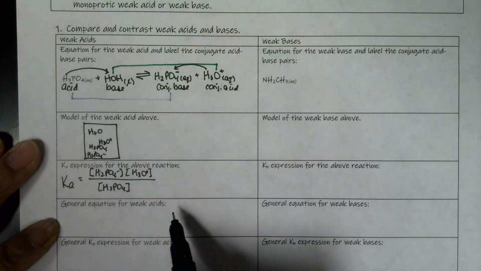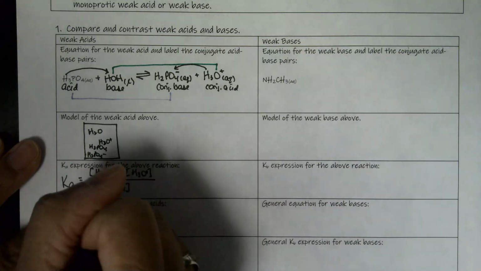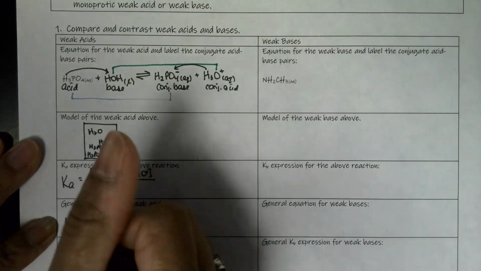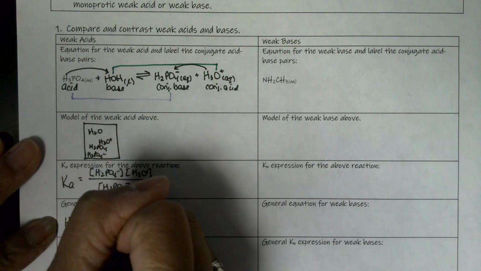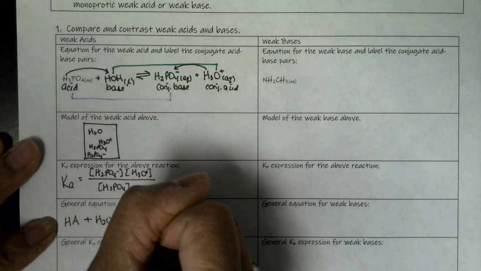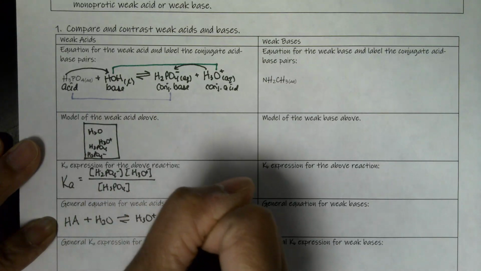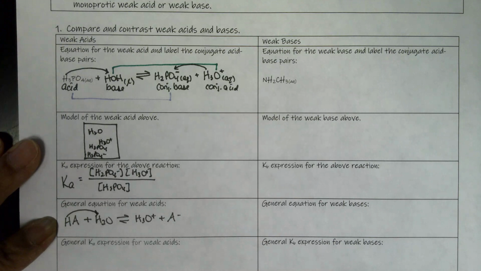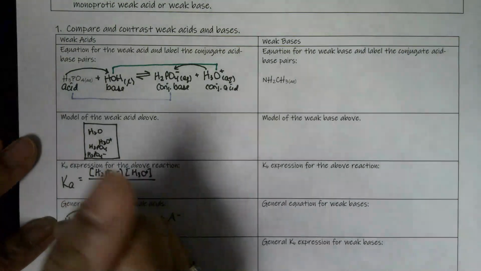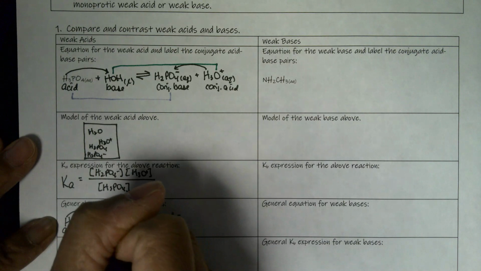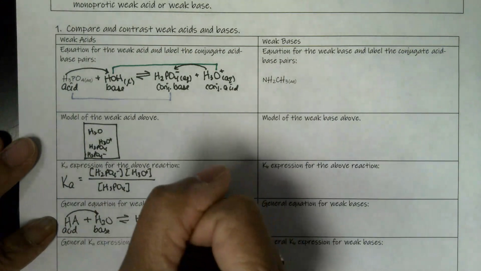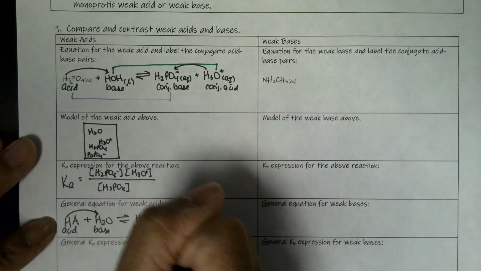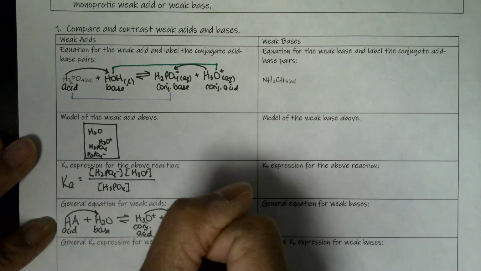So if we have a general equation for weak acids, we can say that we have HA, H being that extra hydrogen, the A being the acid, plus water, is in equilibrium with H3O plus and A minus. So that H gets donated to that water, making this the acid, this the base. And then over here, if we're going to go in the reverse direction, this H3O plus is the conjugate acid, and A minus is the conjugate base.